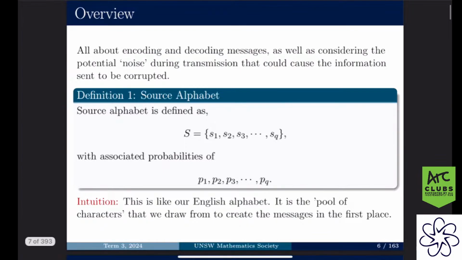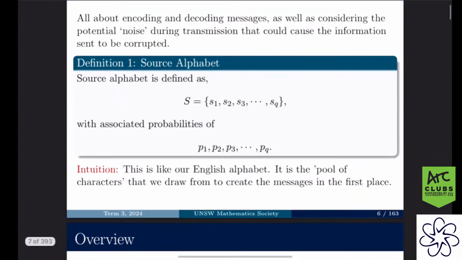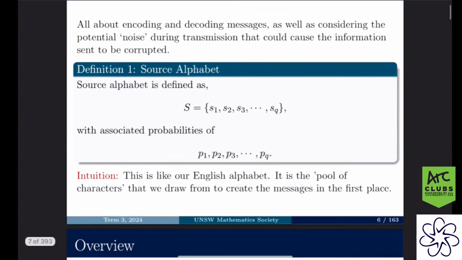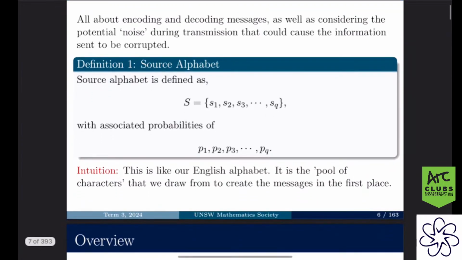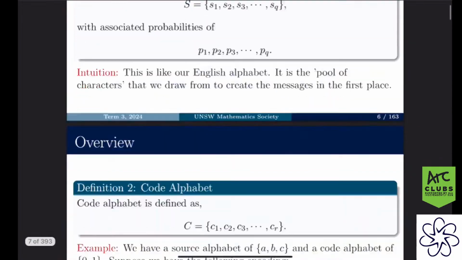So our first definition is going to be a source alphabet. It's going to be defined as a set S, whose elements will be the letters of the alphabet, and each of these elements also has an associated probability. A good analogy for this is our English alphabet. You can think of the letters in the set being the English letters, A through Z, and these form words. And each of these letters has a probability of occurring in common messages. So you'd expect the letter E to have a higher probability compared to the letter Z.